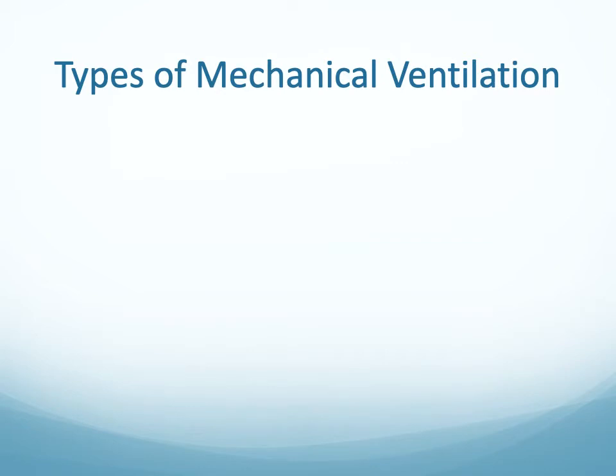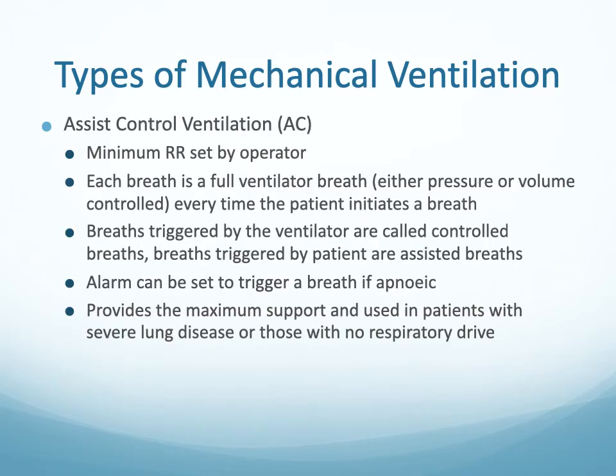So what are the types of mechanical ventilation? Once you've decided that a patient needs mechanical ventilation, you need to find out what type of breathing the machine needs to give this patient. So I've listed 4 main types. There's lots of them, and these are going to go in descending order of the support that they provide the patient. So the first one is assist control ventilation.